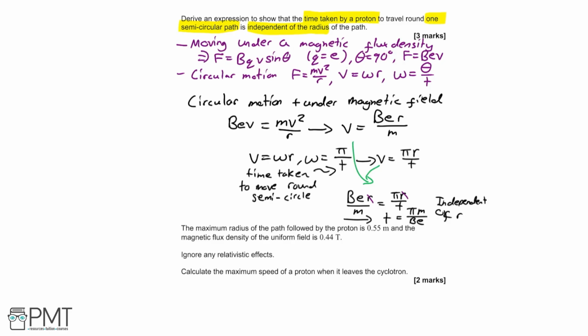In this question, we got 1 mark for using the fact that the centripetal force is equal to the magnetic force, so this equation here. We got a second mark for our second equation that related v to the time and the radius, so v is pi r divided by T. And we got our third mark for forming our equation for T and stating that this is independent of r.